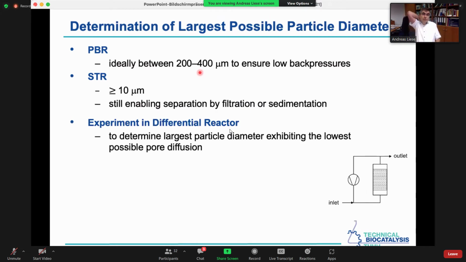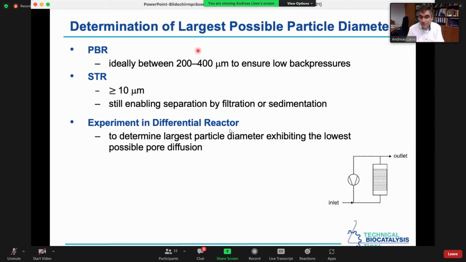So, determination of the largest possible particle diameter. Once again, there are some rules of thumb. In a plug flow packed bed reactor, you normally operate with particles from 200 to 400 micrometers to ensure low back pressure, so low pressure drop in the column, but large enough to have a high amount of biocatalyst immobilized and brought into the reaction volume.